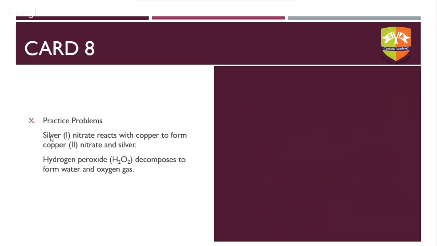Let's say the problem is silver nitrate reacts with copper. Now you will see that there is a 1 or 2 mentioned here. These are oxidation states of that particular element. For example, when we write silver, silver 1 means silver with a valency of 1 or oxidation state of 1. And when we write silver nitrate, nitrate obviously has one valency, so it has to be AgNO3. Now, the practice problem mentions that silver nitrate is reacting with copper, so Cu, to form copper nitrate, that is CuNO3.